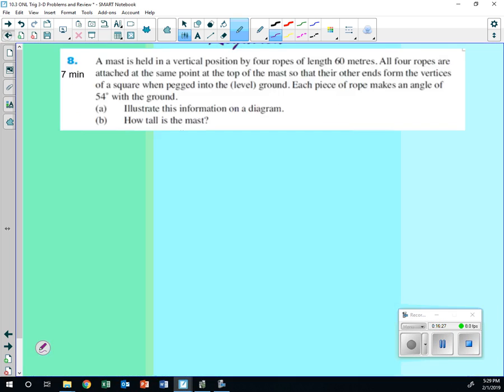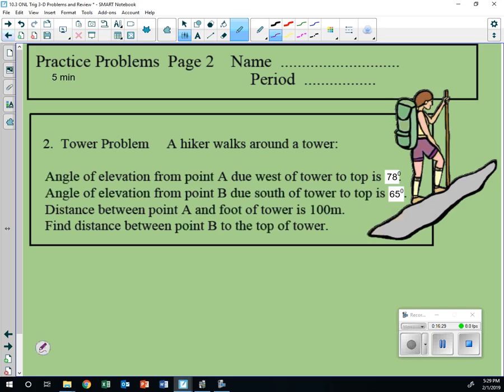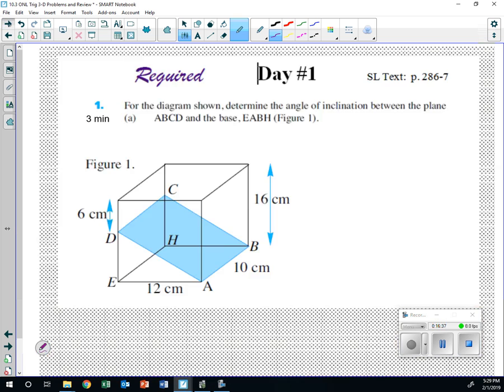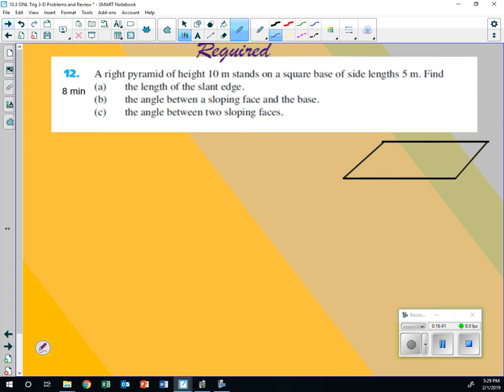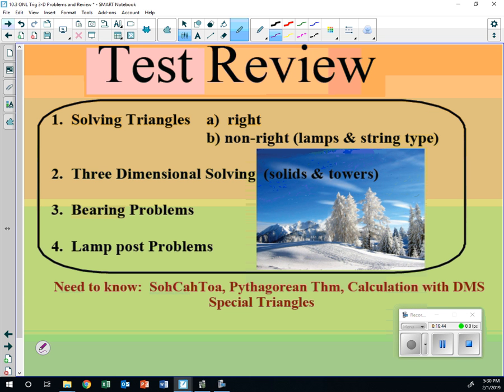If you go back, I had some practice problems for you. Here's a tower problem that you can draw and figure out, and all the answers worked out. You can work on some practice problems. There's some more slant wedge problems. Here's a list of all of the topics that are possible for your test. Remember, you're doing 3 chapters, so for this chapter, we'll have solving triangles, 3D dimension, like your tower problems, a bearing problem, a lamp problem.